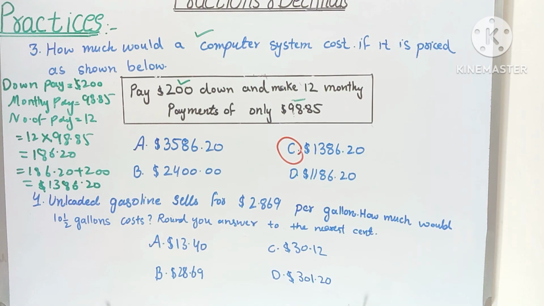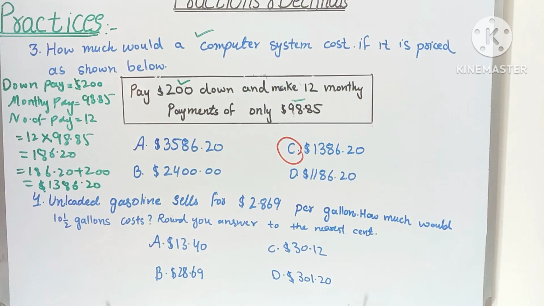I hope you completely understand question number 3. Now we will do question number 4. Unleaded gasoline sells for $2.869 per gallon. How much would 10 1/2 gallons cost? Round your answer to the nearest cent. Firstly, to find the total cost of 10 1/2 gallons of gasoline at $2.869 per gallon, we will do the step-by-step calculations.